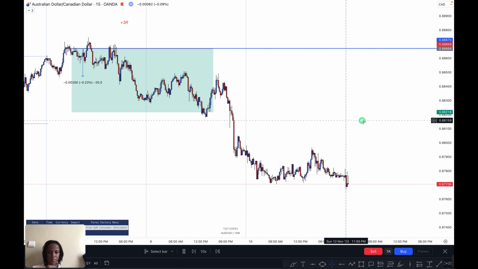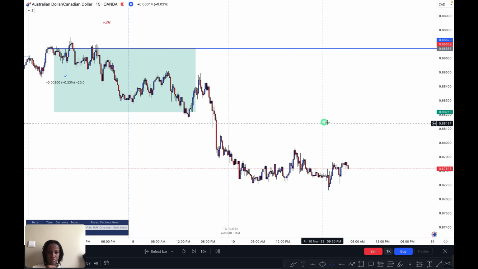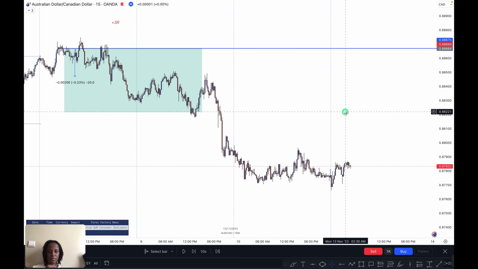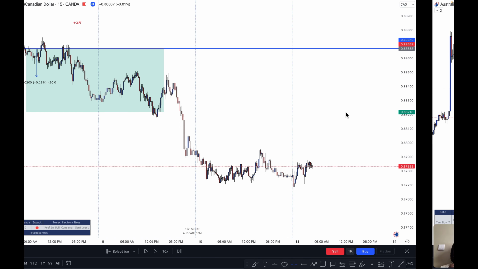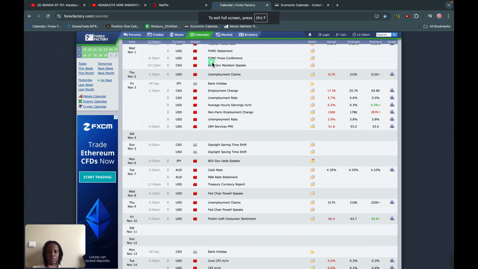Let's increase the speed. Okay, so here we have 13th November. Let's see on the calendar first.